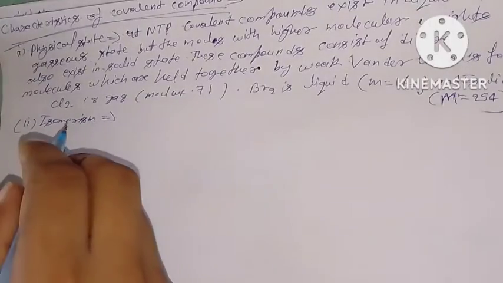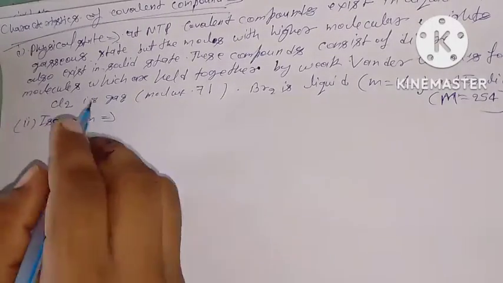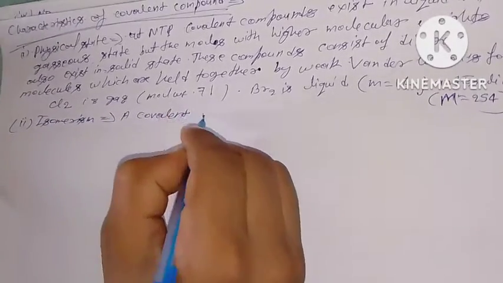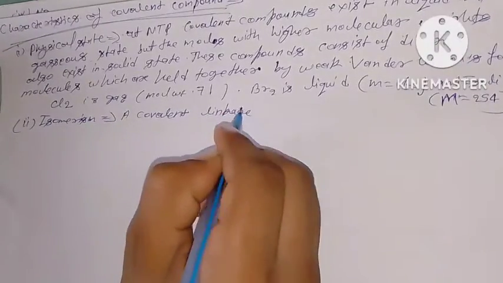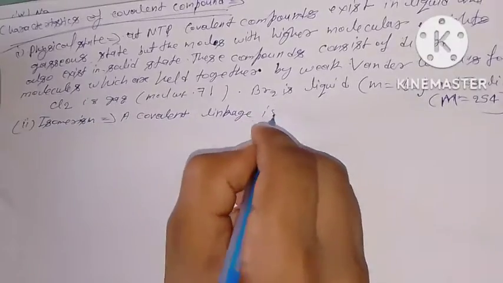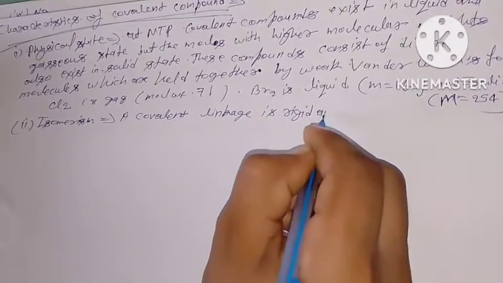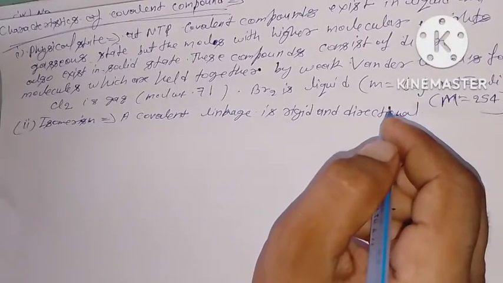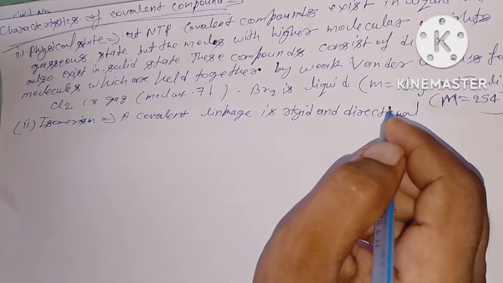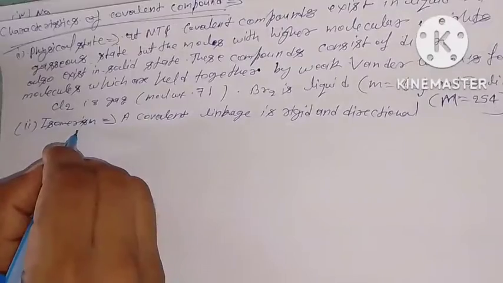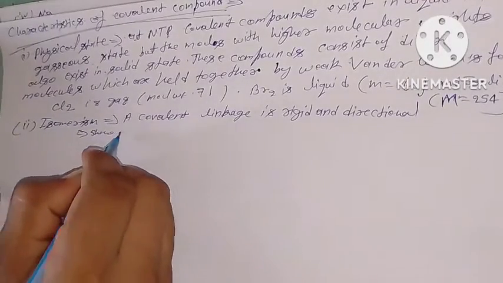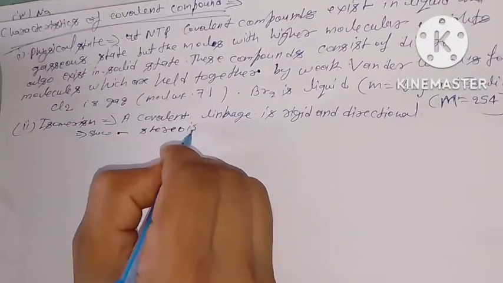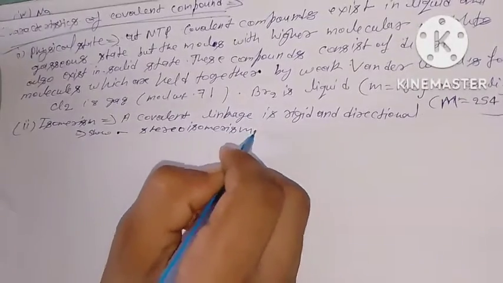Isomerism. A covalent linkage is rigid and directional. Covalent compounds show stereoisomerism. Okay.